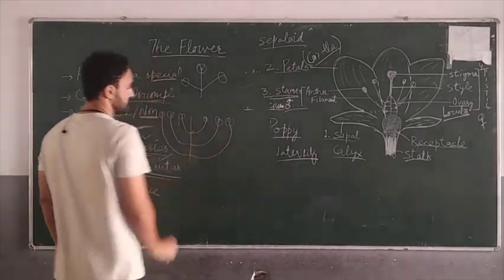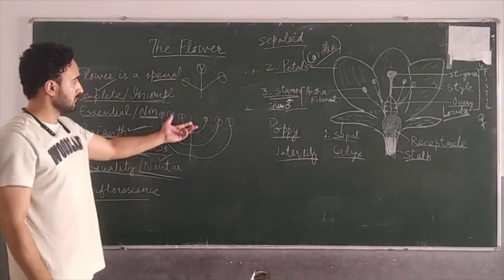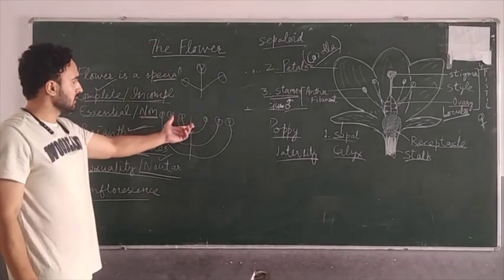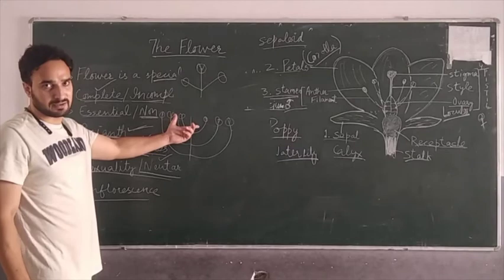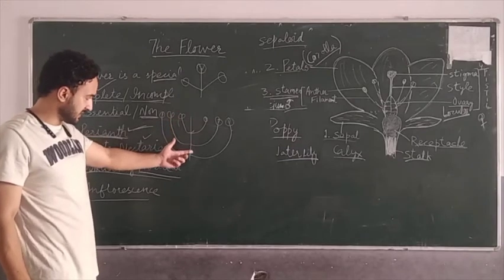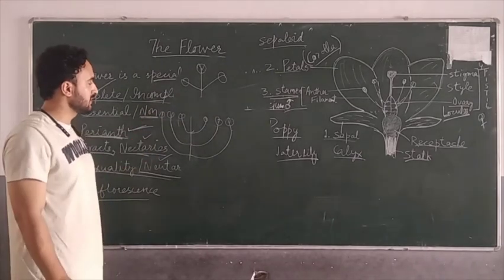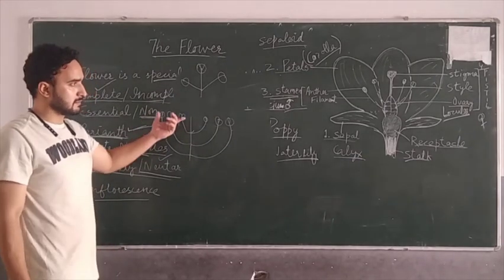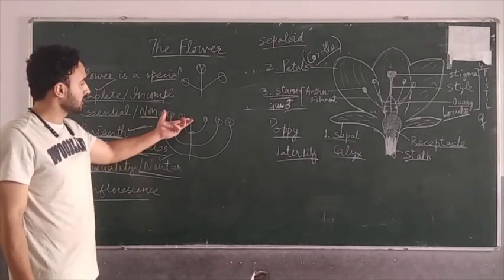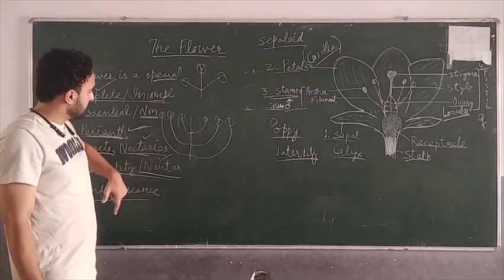So this kind of inflorescence, where the flowers are gathered like a cluster, they are arising from the different axils, but they are attaining the same height. The example is, there are many examples.